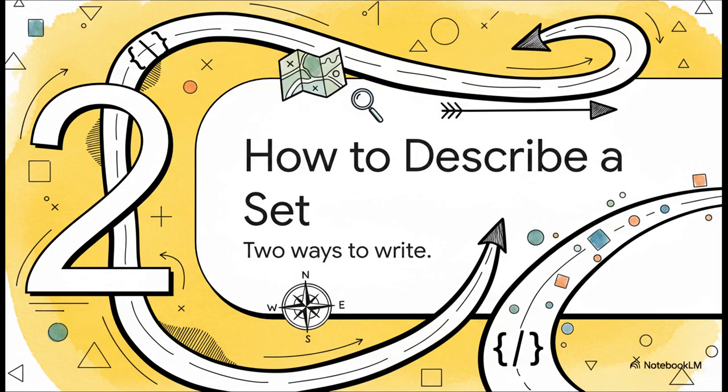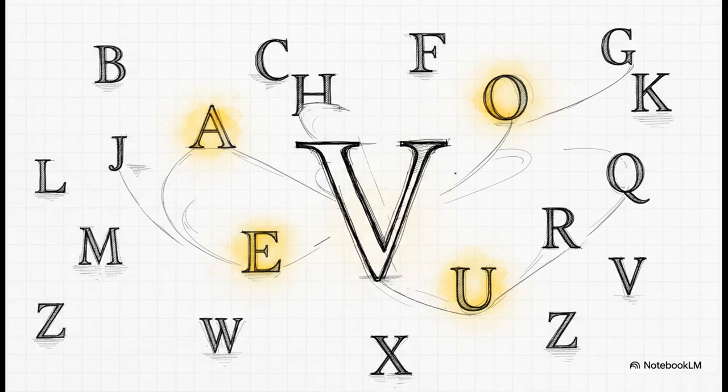Okay, so we've got the grammar down. Now let's actually write something. Turns out there are two main ways to describe a set. You can think of it like giving someone directions. You could list out every single turn, or you could just point them toward a landmark. Let's stick with a really simple example to see how both ways work. We'll use the set of all the vowels in the English alphabet, and we'll just call it set V for short.